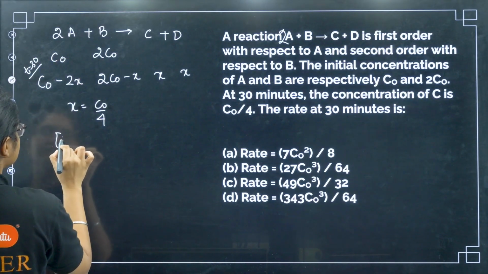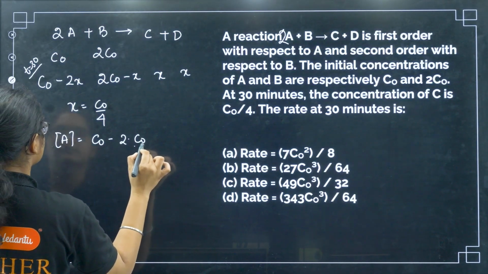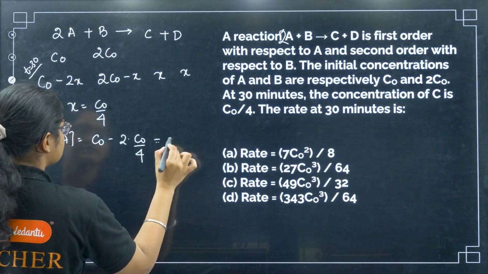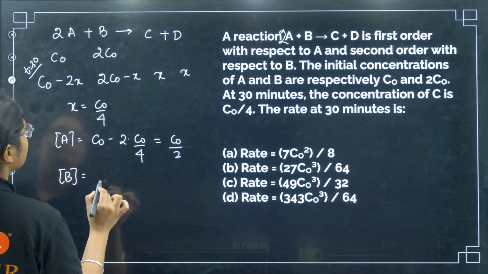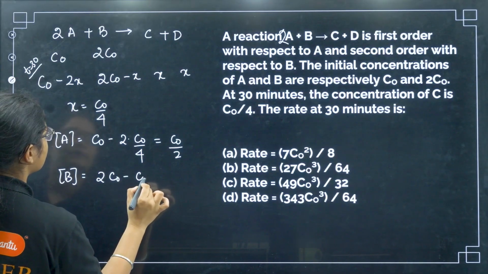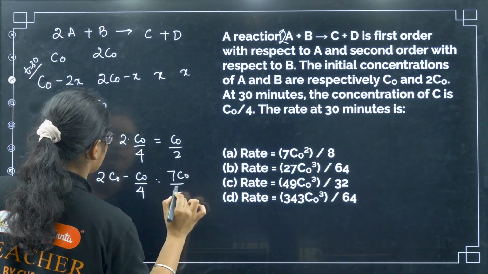Then what is the concentration of A here? That is C0 minus 2 into C0 by 4. So that is C0 by 2 I will get. What is the concentration of B here? B equals 2C0 minus C0 by 4. 4 times 2 is 8, minus 1, 7C0 by 4.